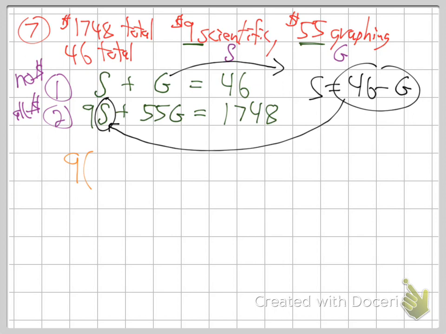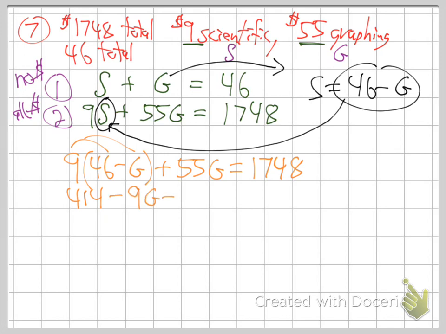And so then it's 9 times, what's s? 46 minus g, plus 55g is 1748. Is that good there? Then distribute. Gonna need a calculator here. Is it 414? Yeah.